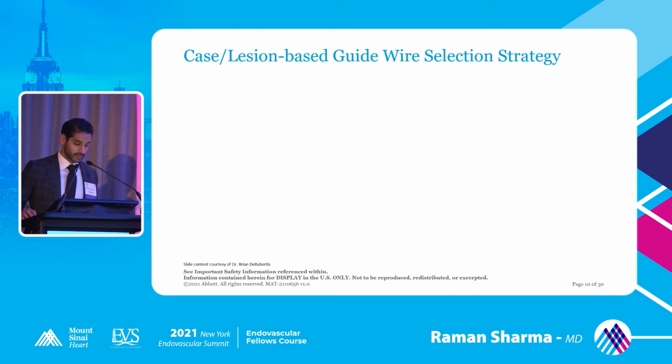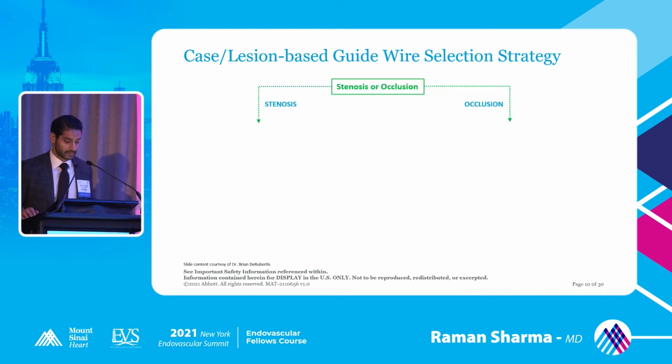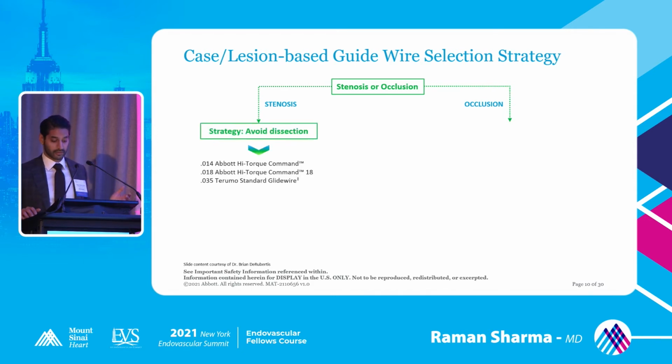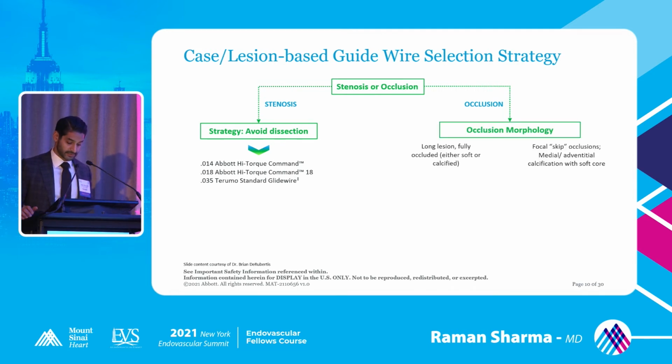So what about the actual lesion helps you choose which wire you're going to begin with? The first question is whether you have a stenosis or whether you have an occlusion. The goal for a stenosis is not to make it worse. So if you have a stenosis, it would be ideal if you can avoid a dissection, cross the lesion intimally, and then from there provide your subsequent final therapies.